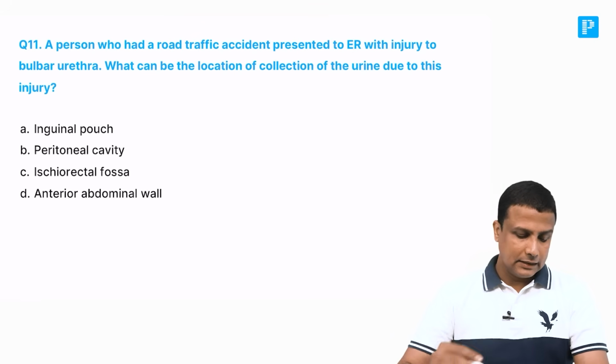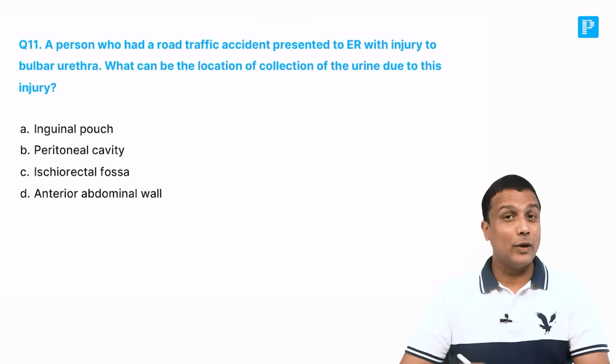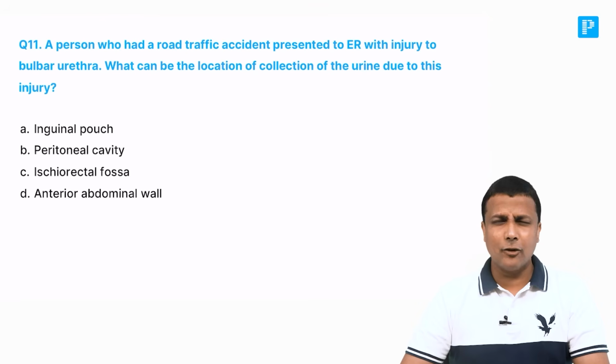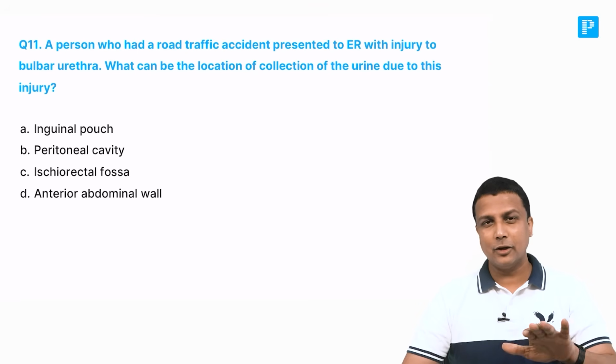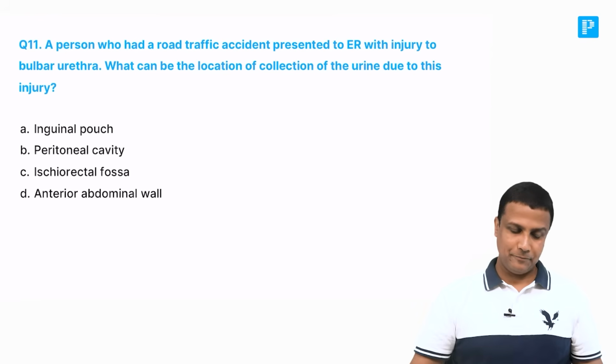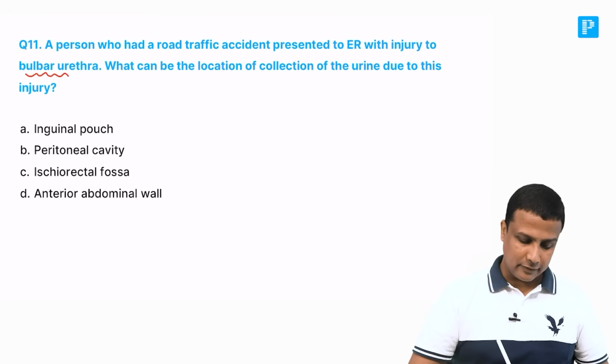Perfect. A person who had a road traffic accident presented to the ER with an injury to the bulbar urethra. And this is another very important concept nowadays. It is like a trending question in your exams nowadays, sir. Almost in every exam, there will be a question regarding extravasation of urine. And the main important thing is what is ruptured here? Yes, bulbar urethra. That is something important to remember.